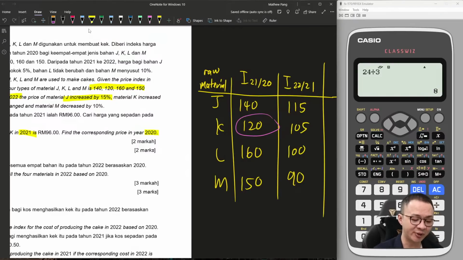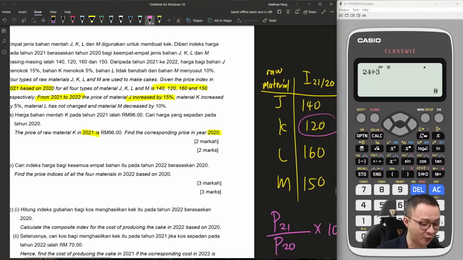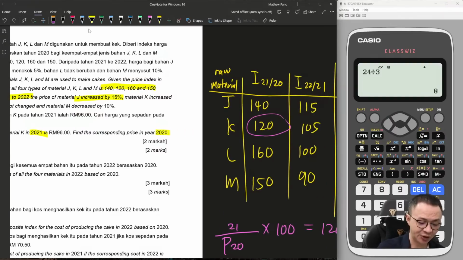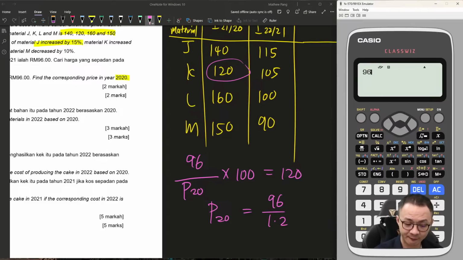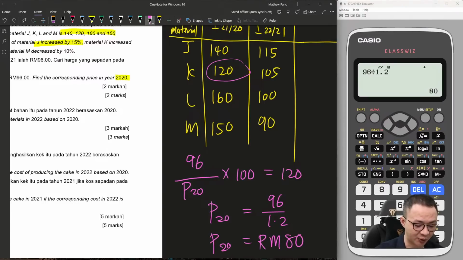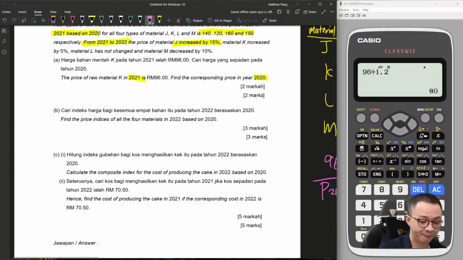So the index number formula tells me it is price for 2021 over price for 2020, multiply 100, which should give 120. And price for 2021 is given, 96. So I will just insert 96 ringgit here and solve to get the price for 2020. Price for 2020 is basically 96 divided by 1.2, so it is 80 ringgit. Okay, this is the price for 2020. 2 marks.